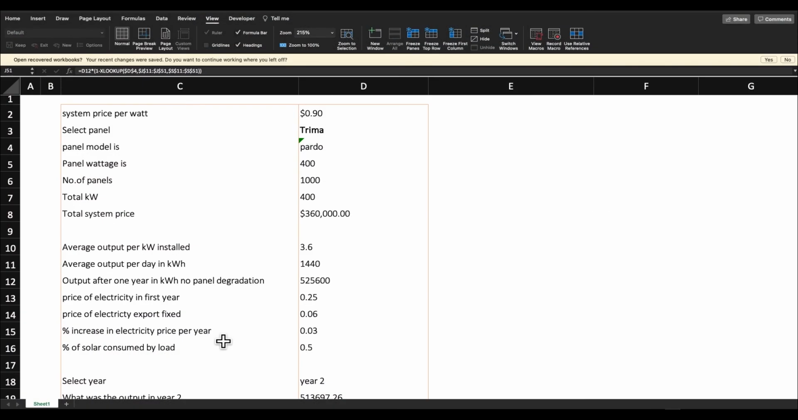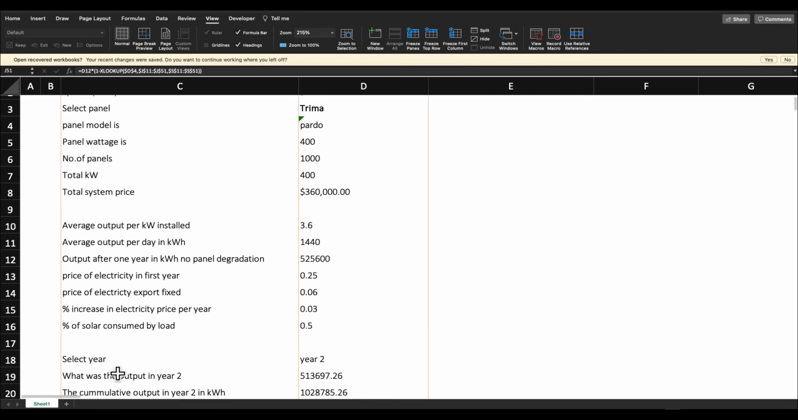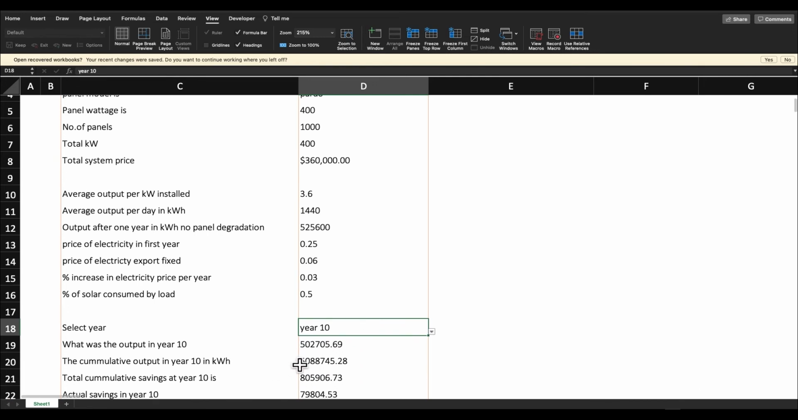Now let's look at some cumulative savings. We're looking at a 25-year output of the particular panel selected. Let's select a year. So there's a data validation drop list. Select a year. Let's go to year 10. And the output in year 10 was 502,705. So 500,000 kilowatt hours. You can see that's decreased from year 1 because of the panel degradation.